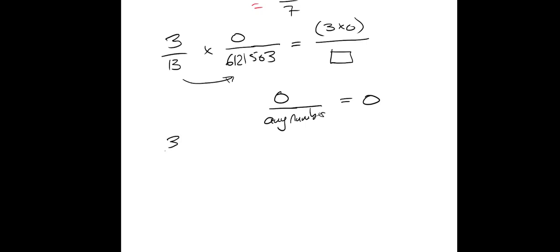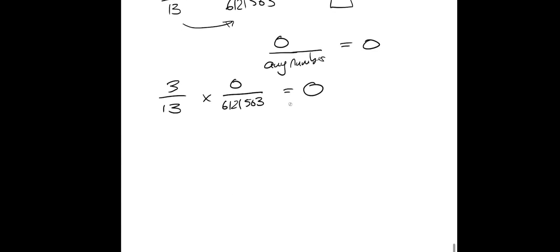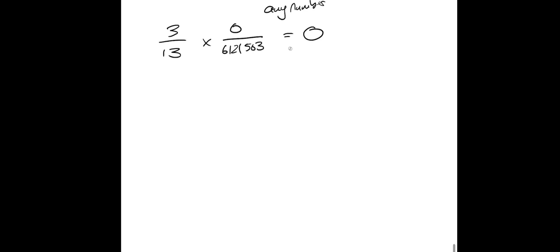So 3 over 13 times essentially 0, to be precise, is 0. Any number times 0 is 0. In this case including 0. So just be careful. It's not really a trap, it's kind of a shortcut.